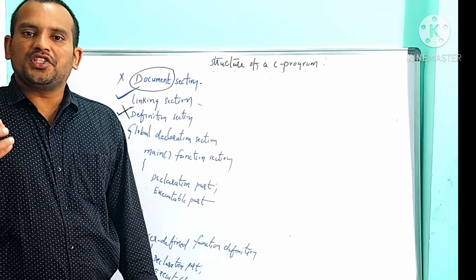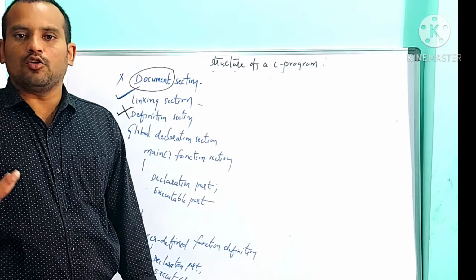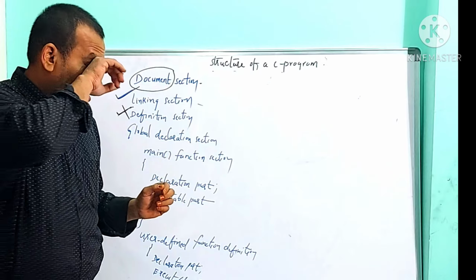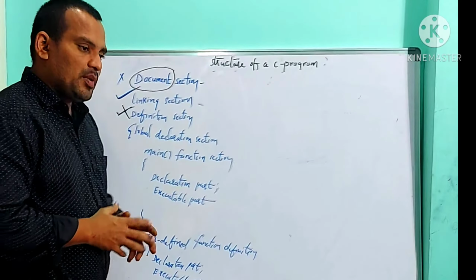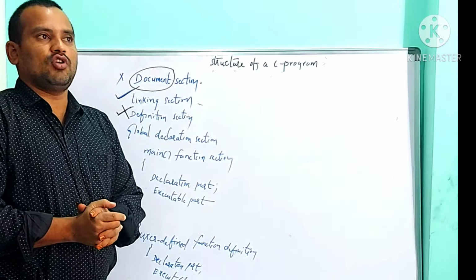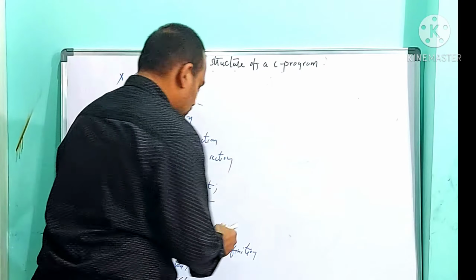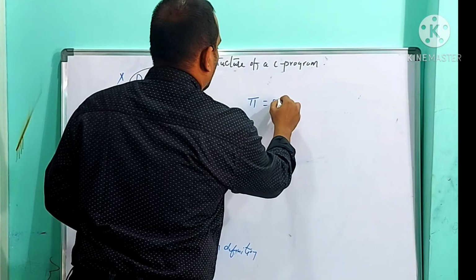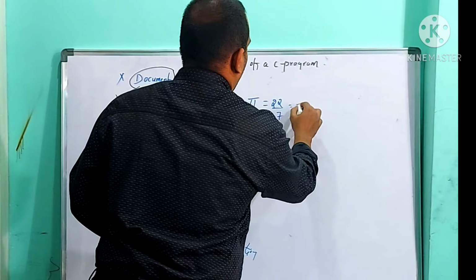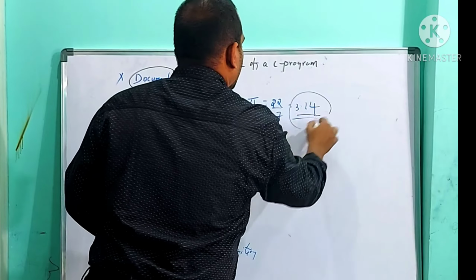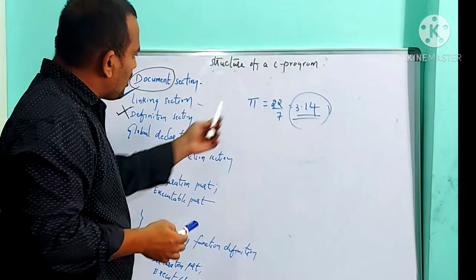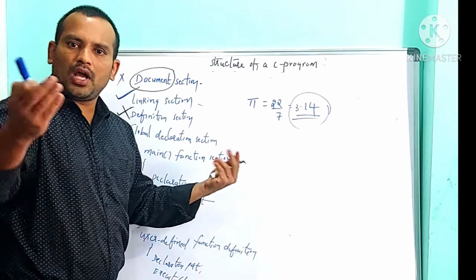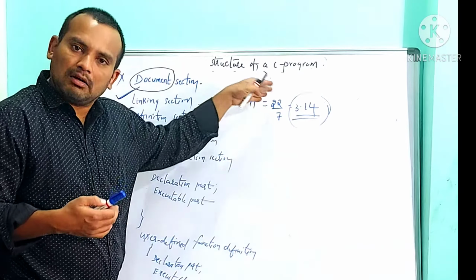Variable means which varies its value, which changes its value. So, the definition section can be used to define symbolic constants. What is meant by symbolic? We know in mathematics you have a symbol like pi. You know the value of pi is 22/7 or 3.14, something like that. So, is it possible to change the value of pi? No, this value is already fixed. We don't have any right to change the value of pi.